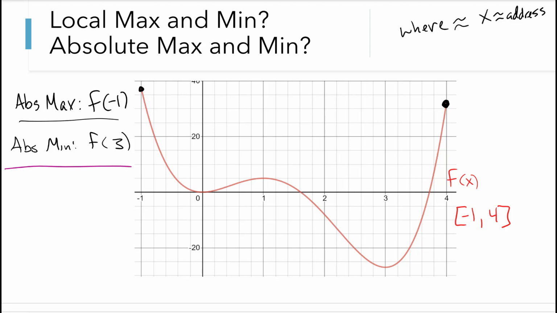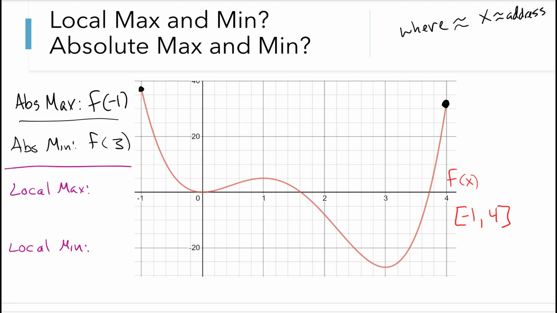Now we get into our next one, which is going to be our local max and our local min. Now there can be multiple of any of these, whether it's absolute maxes, absolute mins. Things like sine and cosine would be a great example of infinitely many local maxes and mins and absolute maxes and mins. But for now, we're going to look at local maxes and mins.